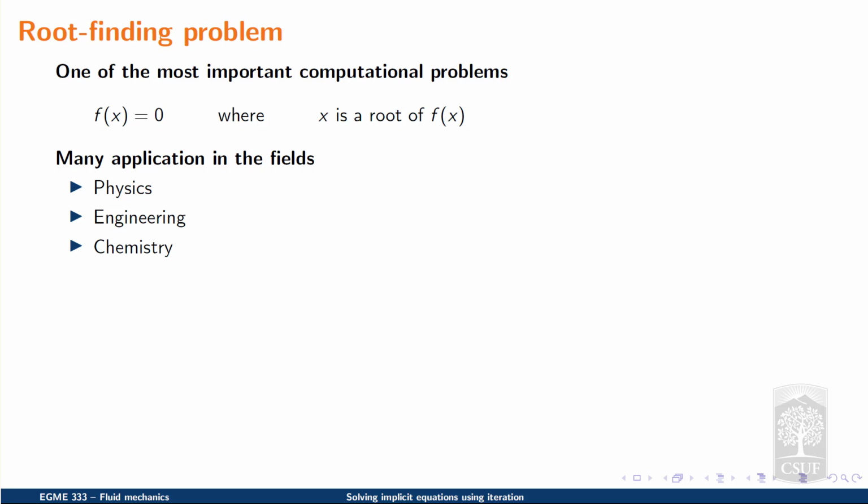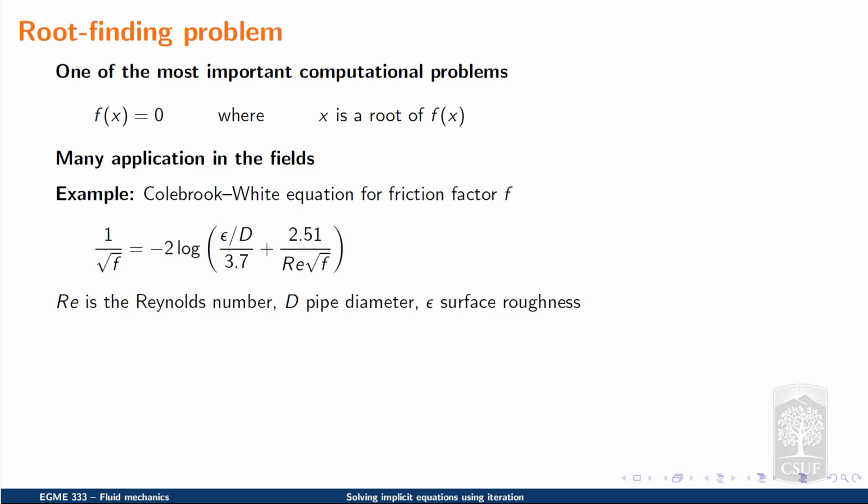Specifically in the field of fluid mechanics and in EGME-333, we see this with the Colebrook-White equation for solving the friction factor inside a viscous pipe flow. In this equation, f represents the friction factor, Re represents the Reynolds number, capital D is the pipe diameter, and epsilon is the surface roughness.